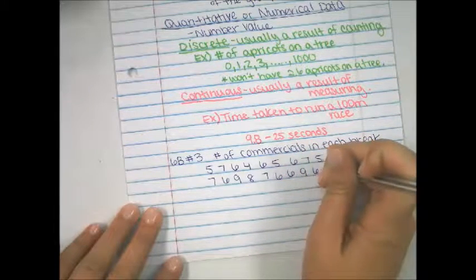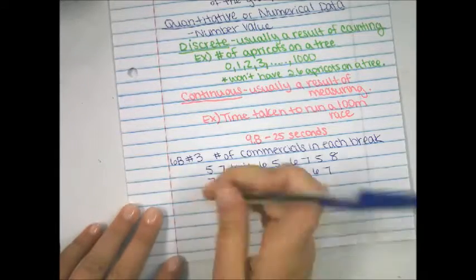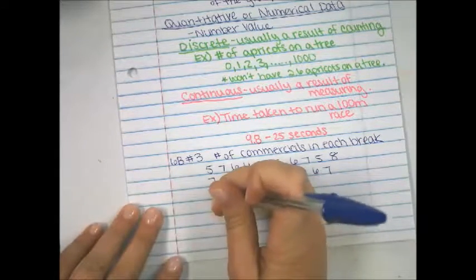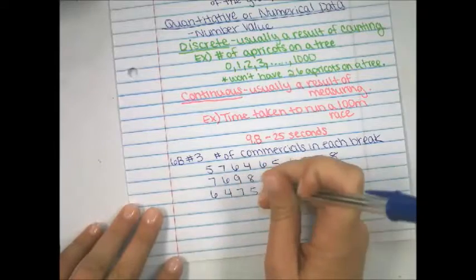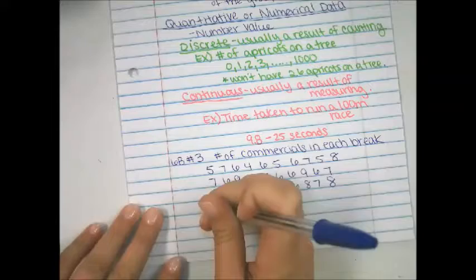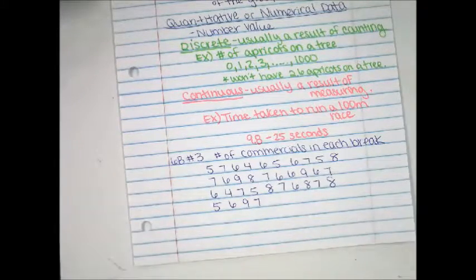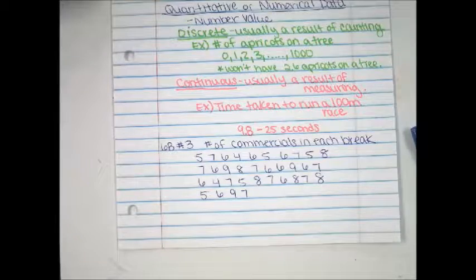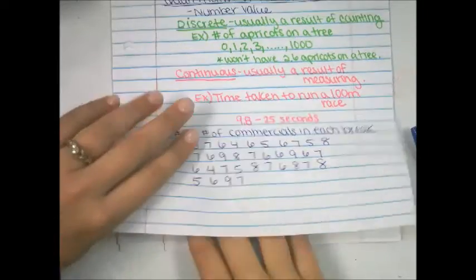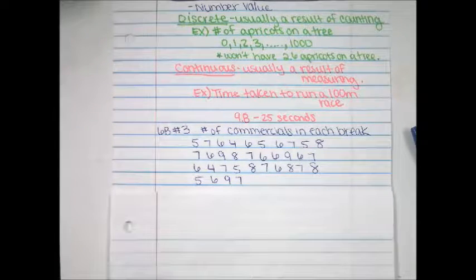First, this data would be considered discrete, because we're not going to watch a half of a commercial during a break. Commercials, you're going to have full numbers of commercials each break. 5, 6, 9, 7. Okay, I hope I wrote that down right. So we're going to have a whole number of commercials. So this is considered discrete, quantitative discrete data. So numerical, but we have whole numbers of commercials.